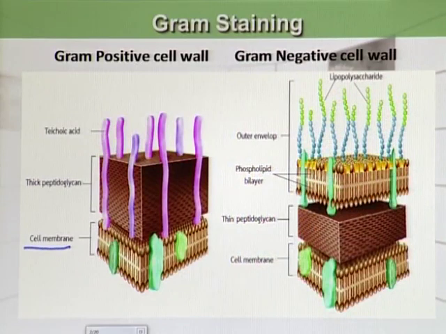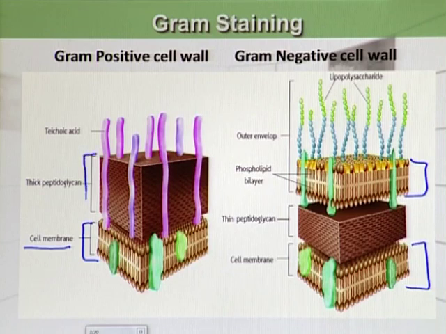As we know that gram-positive and gram-negative bacteria have different cell wall patterns, we can see here that gram-positive bacteria have a single layer of cell membrane, while gram-negative bacteria have a double layer of cell membrane. In addition, gram-positive bacteria have a thick layer of peptidoglycan, while gram-negative bacteria have a thin layer of peptidoglycan. Also, gram-negative bacteria have lipopolysaccharides and gram-positive bacteria have teichoic acids.